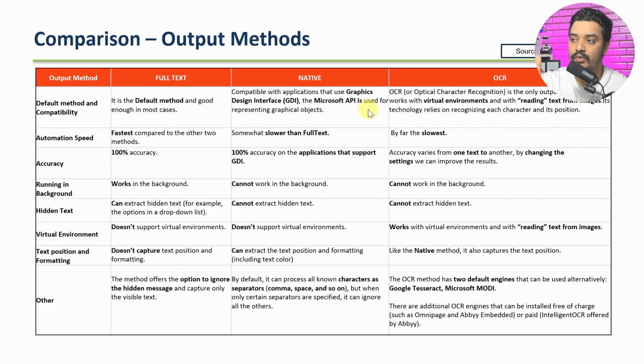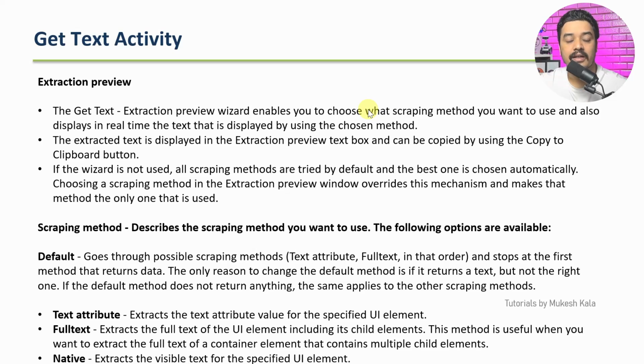So we have full text, we have native, we have OCR, and this is the complete matrix of which one you should use. So if you are someone who is coming from the classic design, these were the screen scraping methods which you used to see at the top. All of this is now embedded into this activity, which is called the Get Text activity.